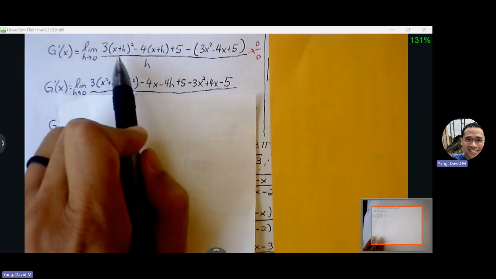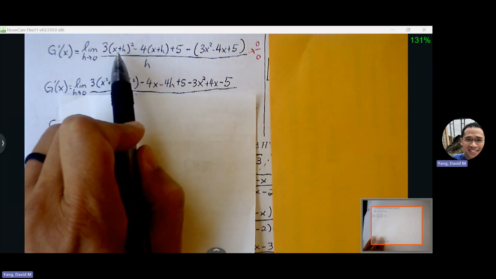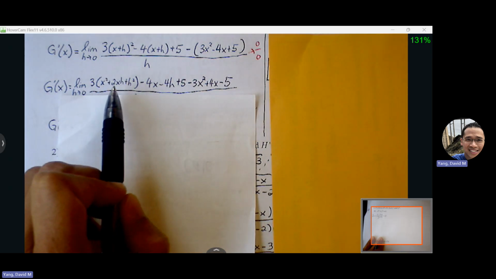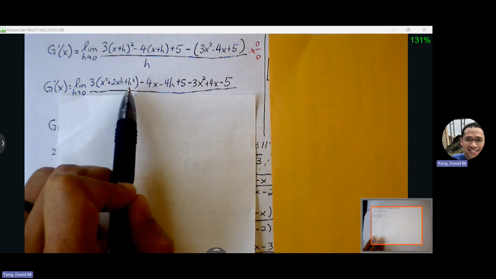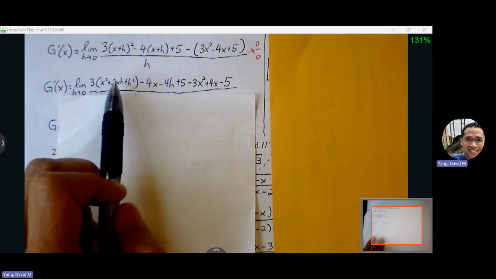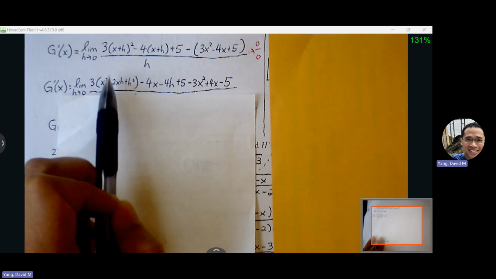Make sure you write out the x plus h twice so that you can FOIL out. You should get x squared plus 2xh plus h squared. Now I can distribute the 3. If you distribute the 3 too soon, you're going to potentially mess up your order of operations there.